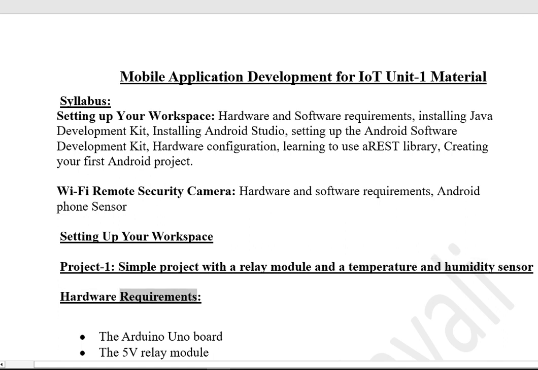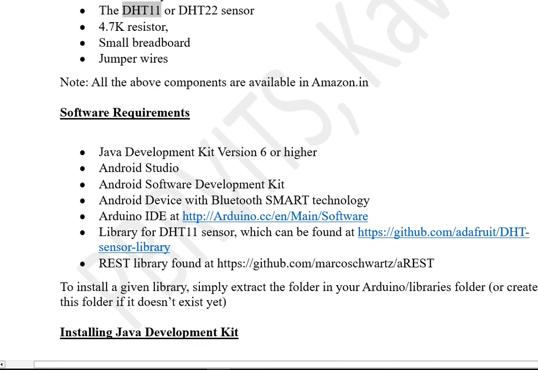Hardware requirements: the Arduino UNO board, the 5V relay module, the DHT11 or DHT22 sensor, a 4.7K resistor, a small breadboard, and jumper wires. Note: all the above components are available on Amazon.in.